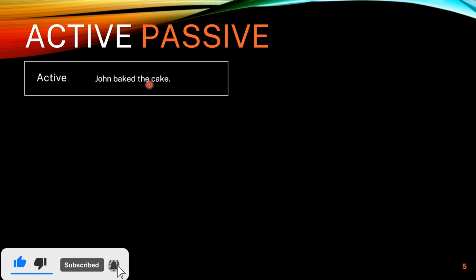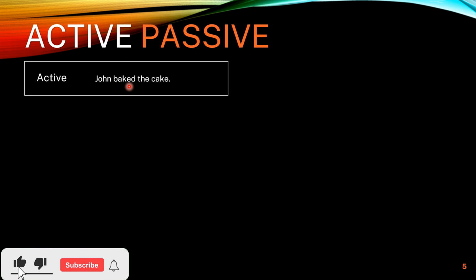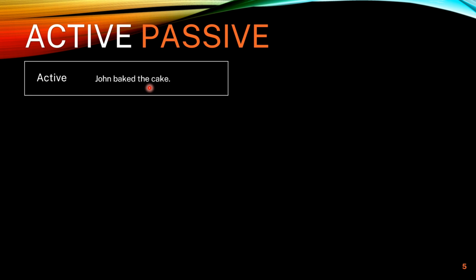John, who is baking the cake, is important in this sentence. Without John, we won't be able to complete the sentence. It doesn't give us a complete meaning, doesn't give us a complete sense. So John is important if we are having this type of sentence structure. So, John baked the cake.